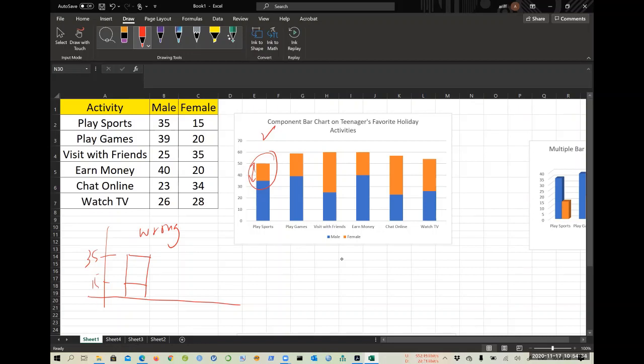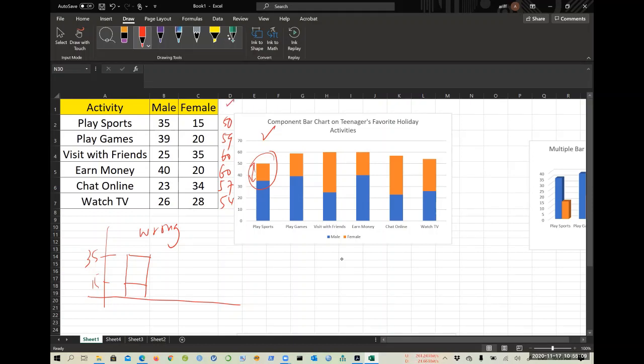So that means if you look through here, if you're going row wise, the total here 35 and 15, this one is 50, right? So 39 and 20, you get 59. 25 and 35, you get 60. This one you get 60, and then you get 57, and then total this you get 54. Okay, so make sure that your height of both graph will be the same as in this column.